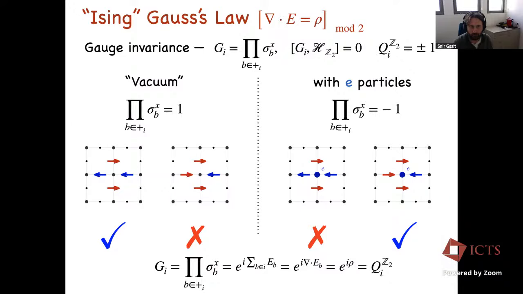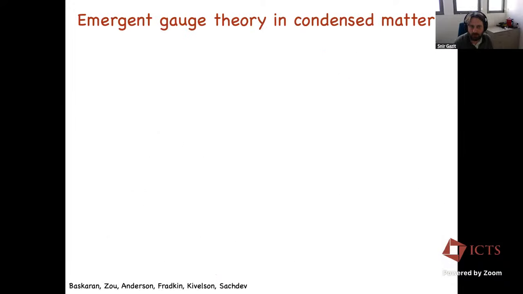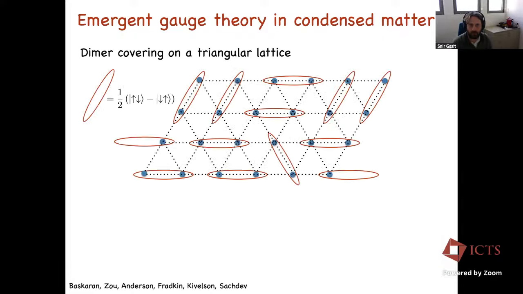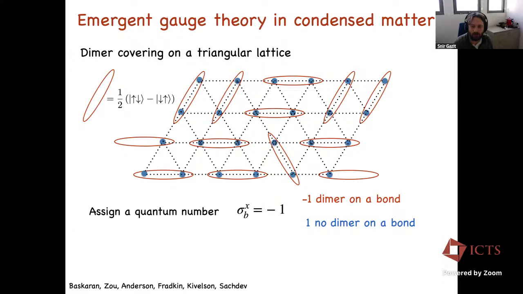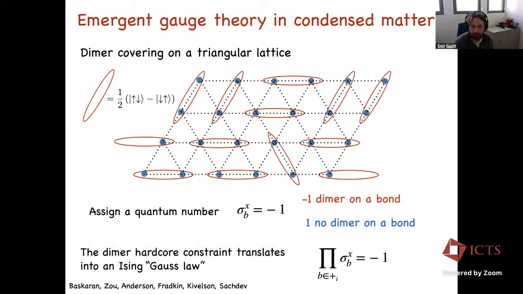Just briefly to make connection with condensed matter, this is a very natural occurrence that happens in constrained systems. Maybe the most famous problem is a dimer covering of the triangular lattice. In order to play quantum mechanics, I need to assign quantum numbers, and this is done by putting an Ising variable on the bonds, which equals -1 if we have a dimer on the bond, and 1 if there's no dimer on the bond. And this leads to an emergent Gauss's law, because if we want to have only a single bond emanating from each site, the product of the sigma x operators would equal precisely -1.